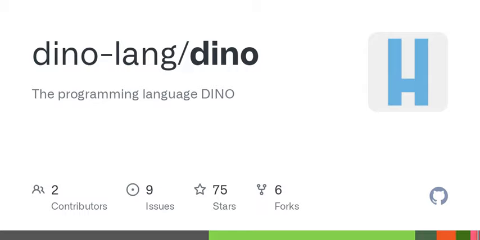Okay, so I just read about this programming language called Dino. It's a high-level scripting language that combines functional and object-oriented features. That's fascinating. It's like they took the best elements from multiple languages and wrapped them into one cohesive package.